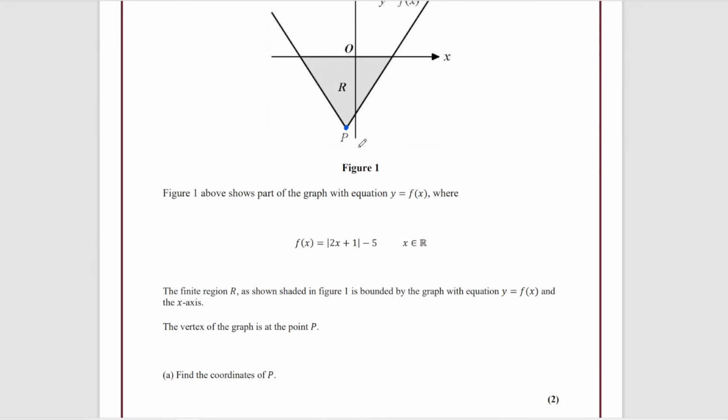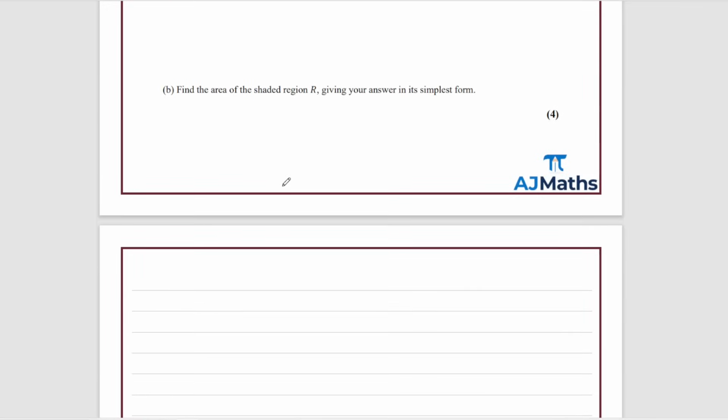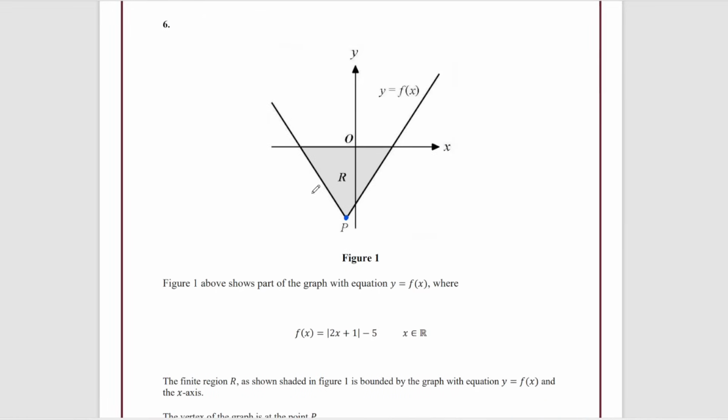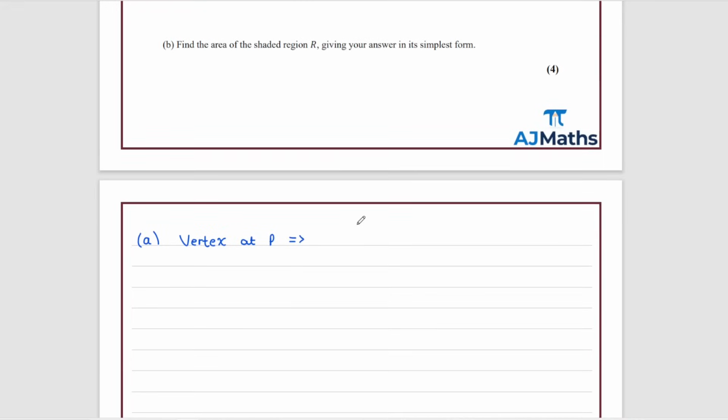So for the first part, part A, we just want to find the coordinates of P. Only 2 marks for this, so we shouldn't expect too much work here. For the vertex at P, we're looking for the coordinates. Well, this is the minimum point of my equation y equals f of x. So when would the minimum point occur here? Well, that would be when this modulus function is equal to 0. So for this to be equal to 0, we require that 2x plus 1 equals 0.